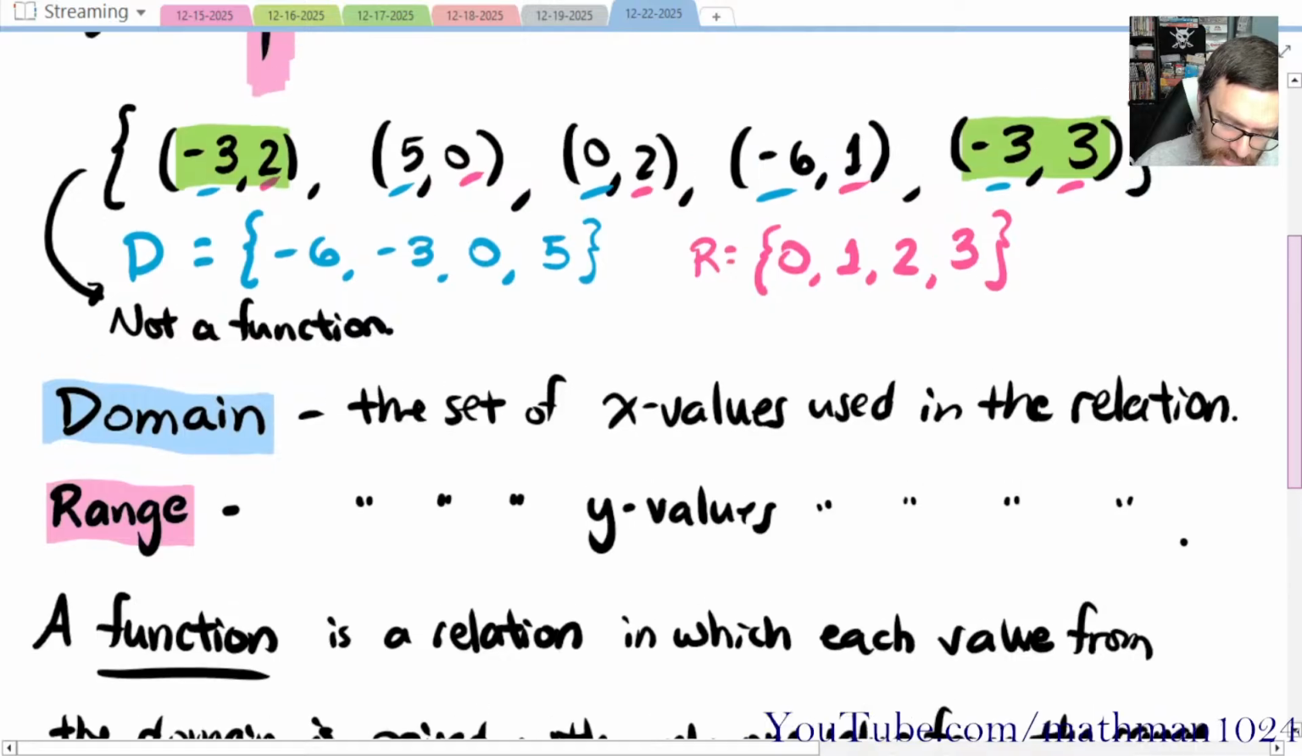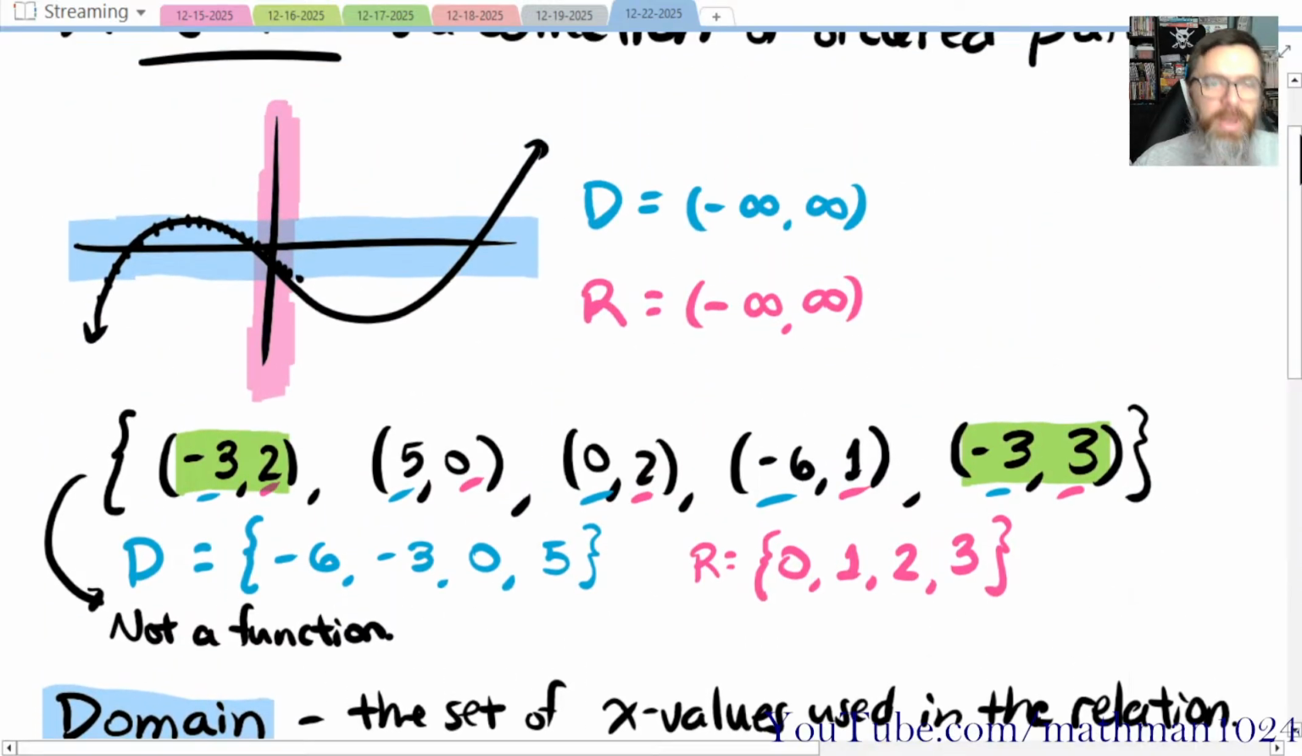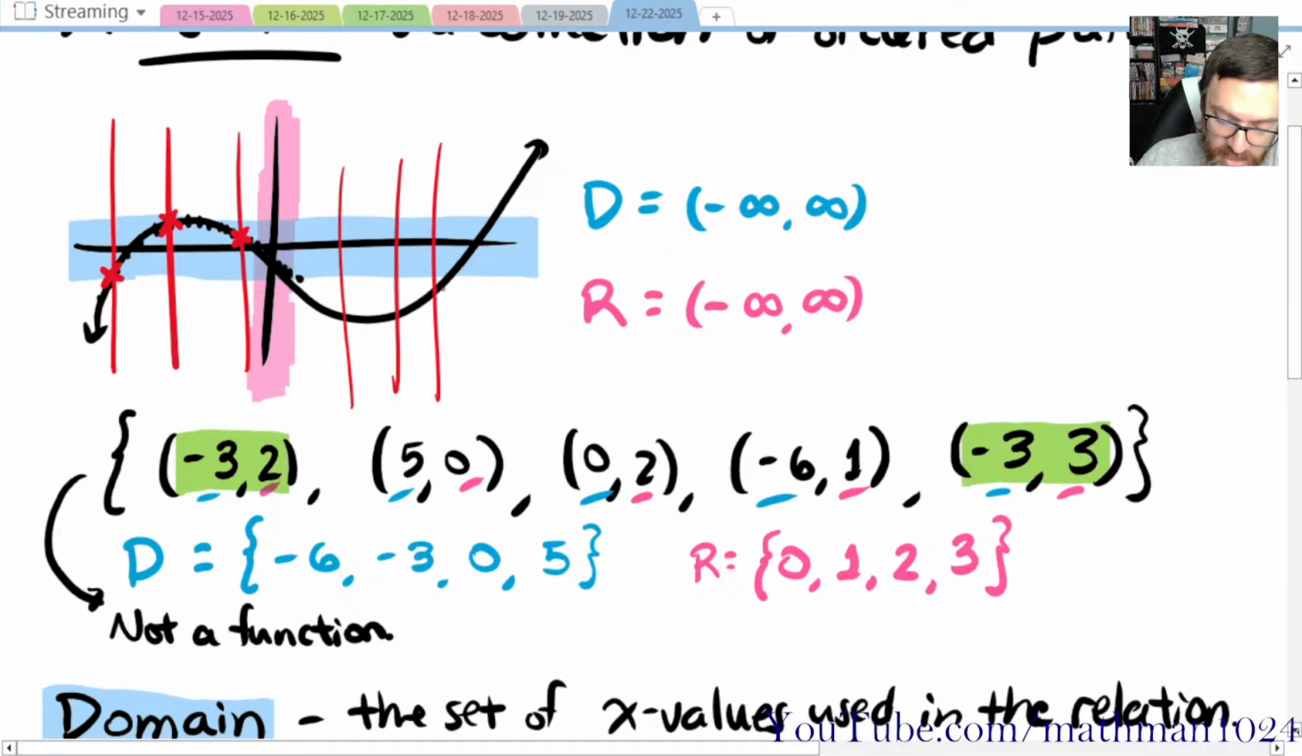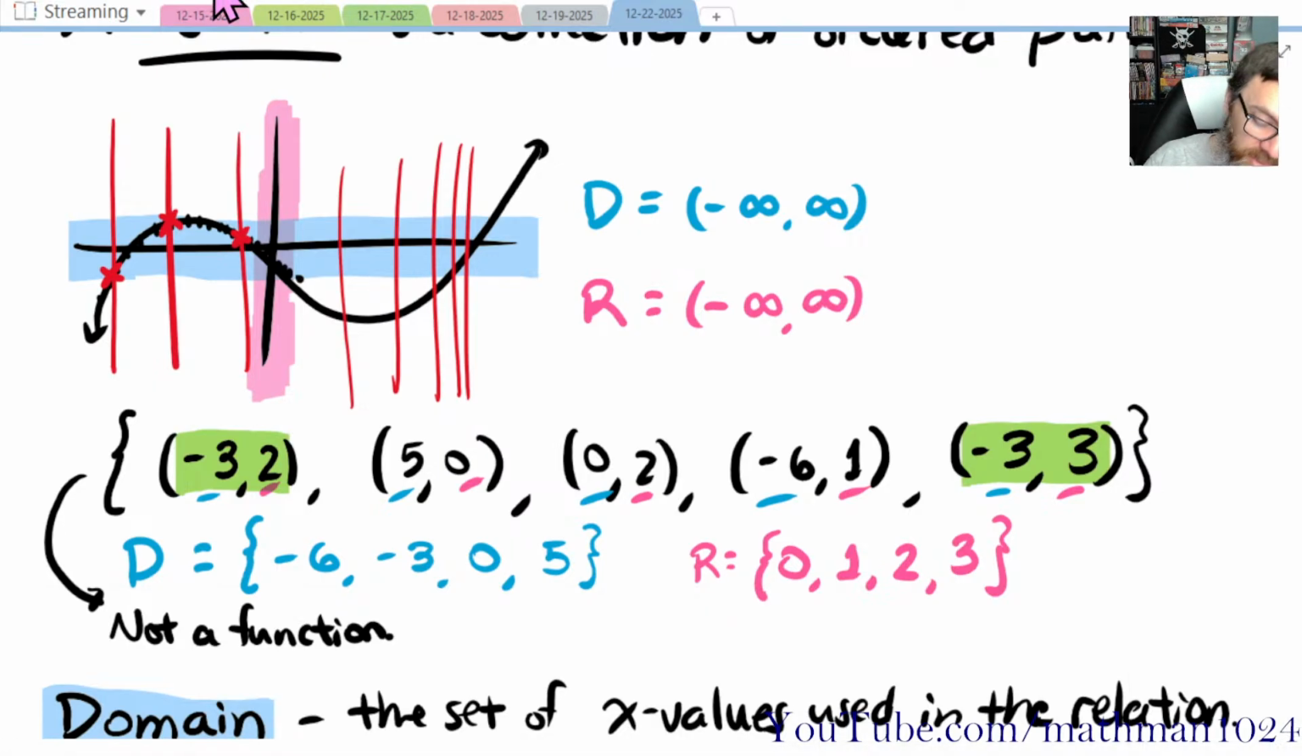So if I look back up here and I were to try to do this vertical line test, no matter where I put a vertical line, if I put it here or here or here, you see that you're only crossing the graph in one point. So no matter where I draw a vertical line, I'm only ever touching the graph that I've drawn in one point. So this graph is a function.